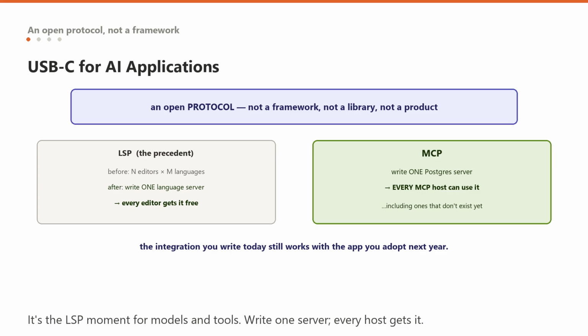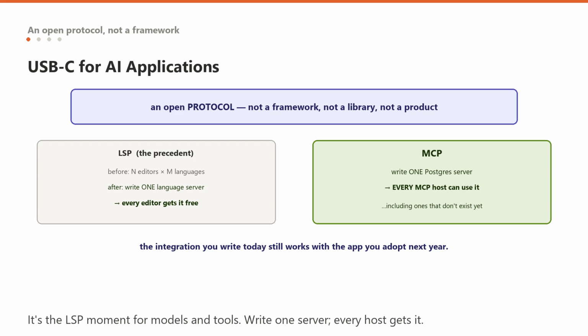The comparison worth holding on to is the Language Server Protocol. Before LSP, every editor built its own Python support, its own TypeScript support, its own Go support, and that was editors times languages. LSP defined one protocol. So a language team writes one server and every editor gets that language for free. MCP does exactly this for models and tools.